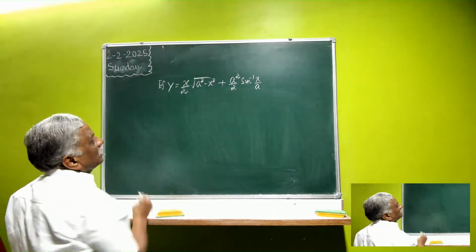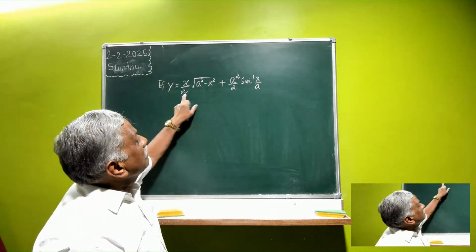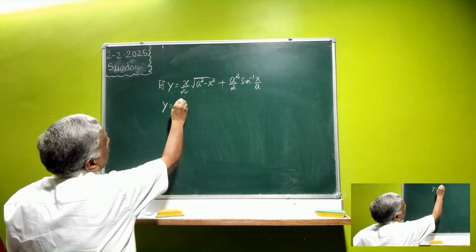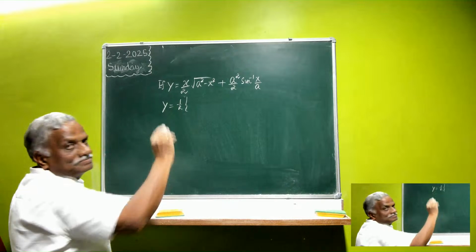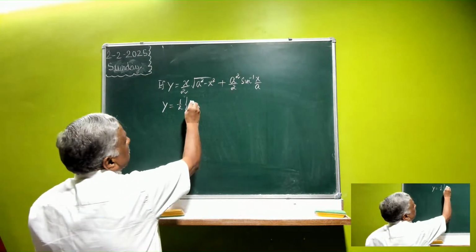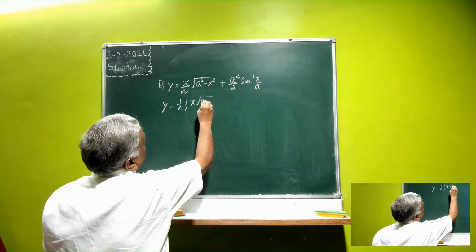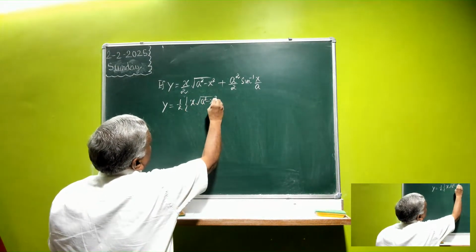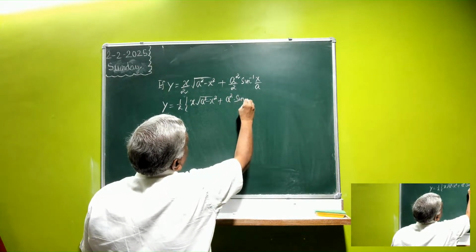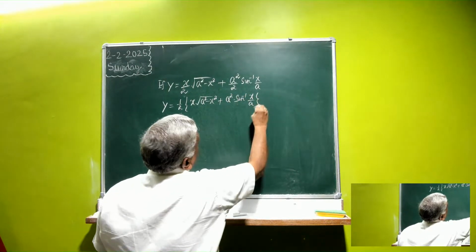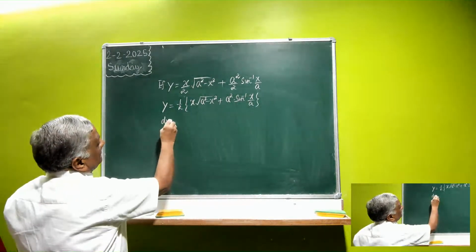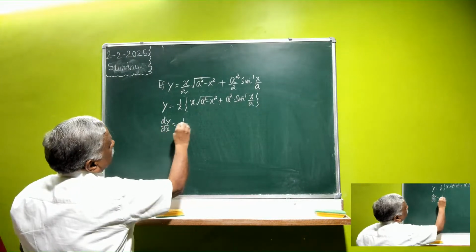So y is equal to, you can notice one thing here. Here also 1 by 2, here also 1 by 2 is there. So let us first simplify by taking the constant outside. You can safely place the constant outside. So this is x into root of a square minus x square plus a square into sine inverse x by a. I have just kept the constant outside. Now I need to differentiate. This is 1 by 2 as it is.